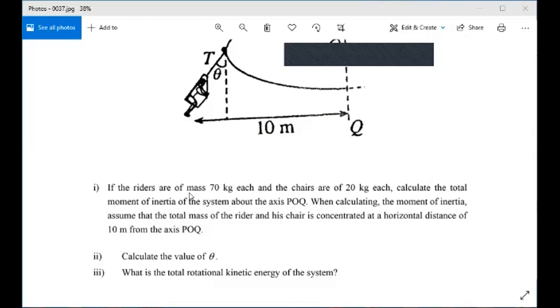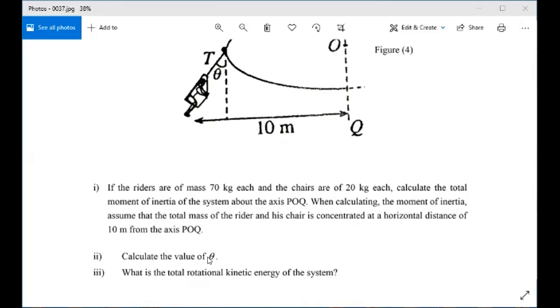If the riders are of mass 70 kilograms each and the chairs are 20 kilograms each, calculate the total moment of inertia of the system about the axis POQ. When calculating the moment of inertia, assume that the total mass of the rider and his chair is concentrated at a horizontal distance of 10 meters from the axis. So we have calculated the total moment of inertia.